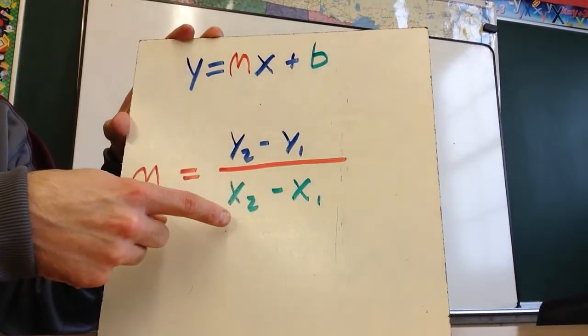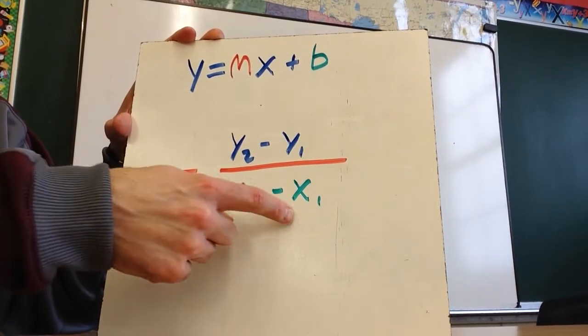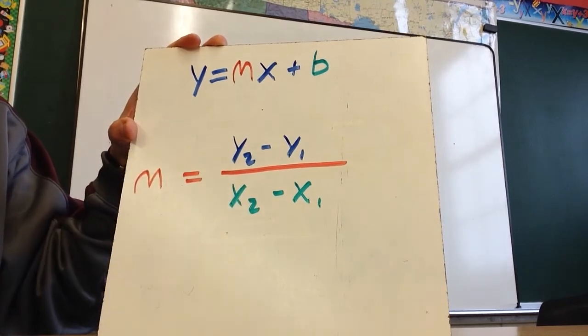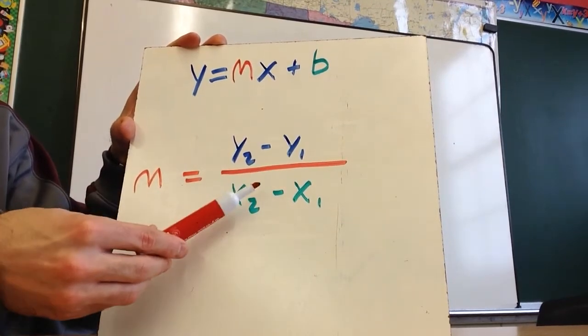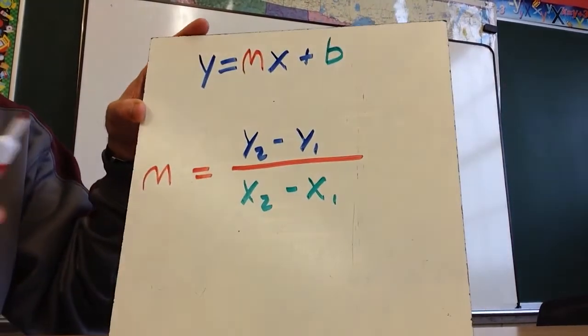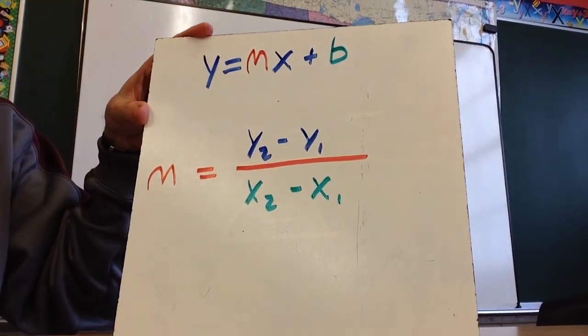That's y2 minus y1 over x2 minus x1. So keep in mind that this is going to give us a slope, right? And then we're going to take that slope, whatever our answer is here, and that's going to end up going up there. So you may want to think about writing these two equations down in your notebook as you're taking notes today.